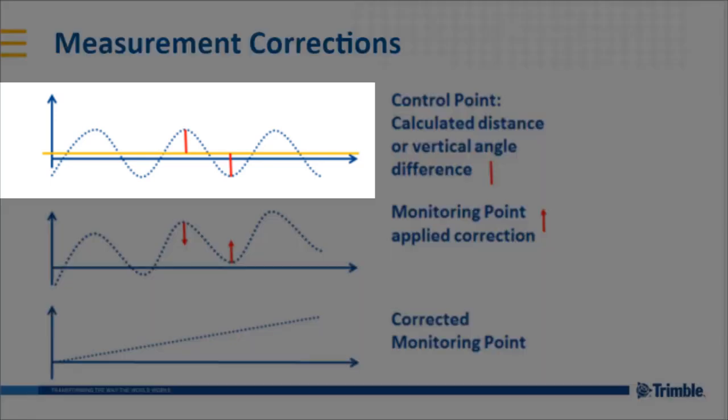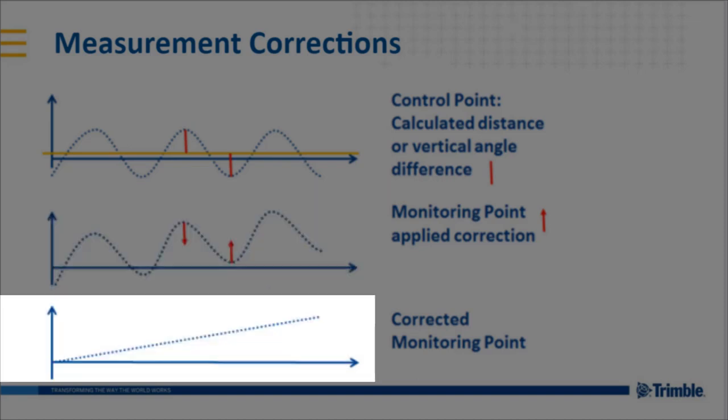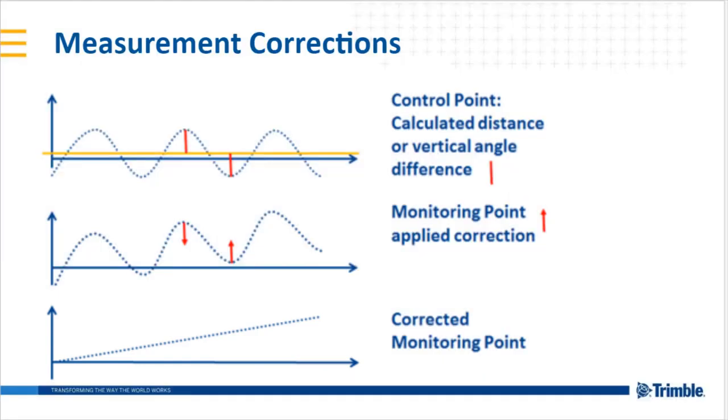The first chart shows the variations in a control point. The second chart shows similar variations in the monitoring points. In the last chart, you can see the chart of the monitoring point, which is corrected with the variations of the control point. This is, of course, a perfect environment. In our test system, we don't have a good example for measurement corrections, and so I asked one of our customers from Rio Tinto for some examples.